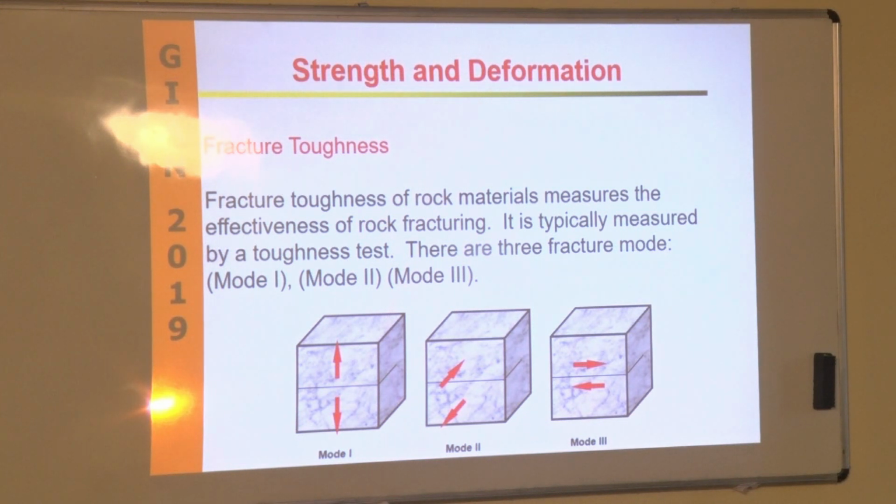Now, these are macroscopic types of failures, and each of those is associated with a fracture toughness. Now, fracture toughness is relatively easy to measure in mode 1. It's impossible in mode 2 and impossible in mode 3, despite people claiming that it's possible.